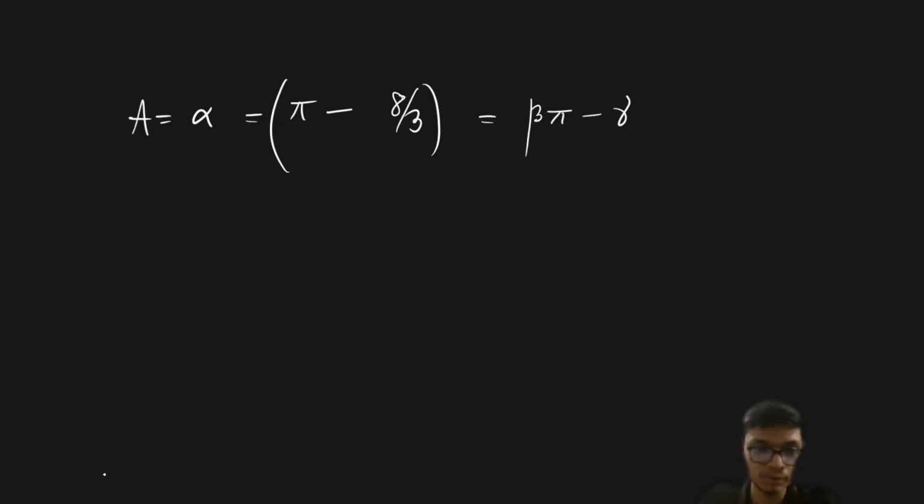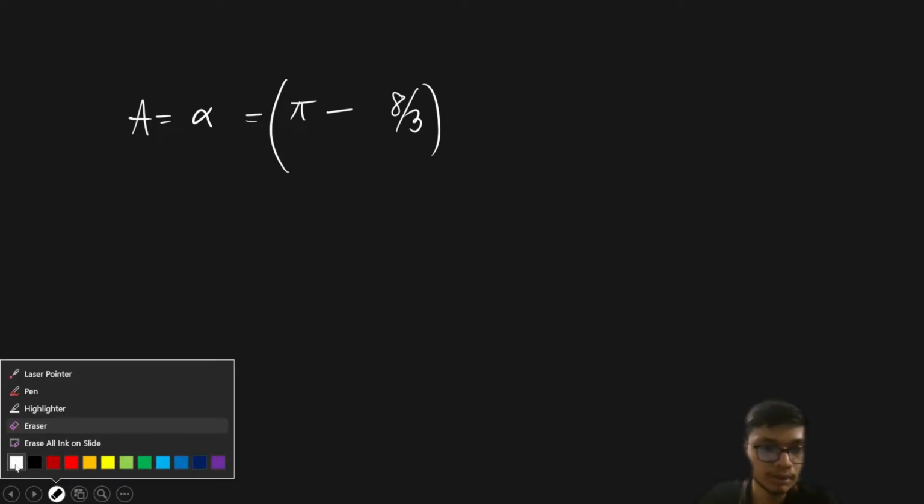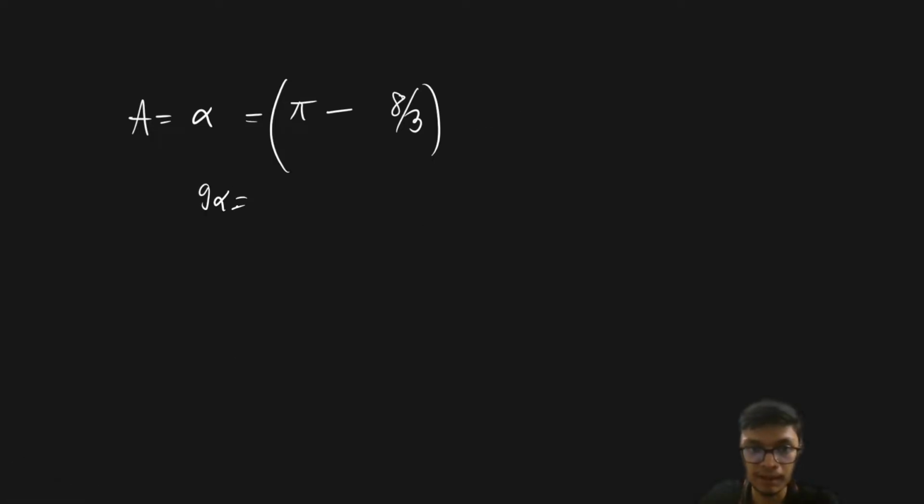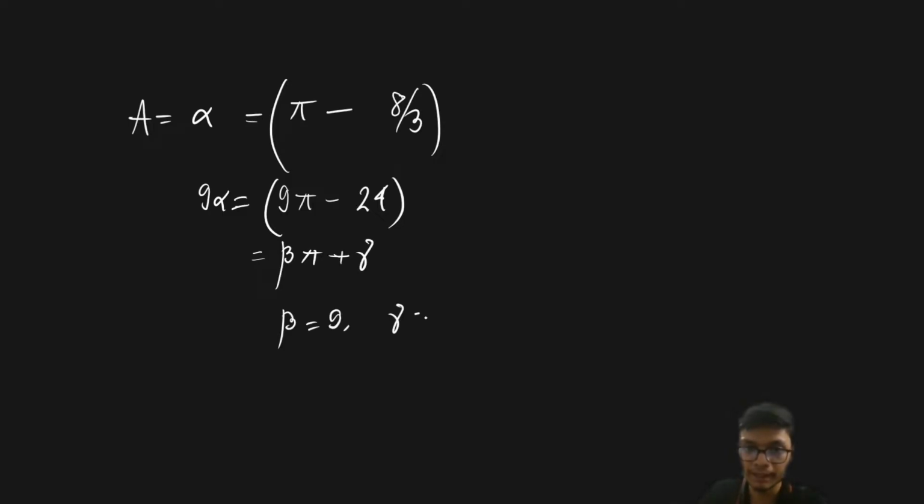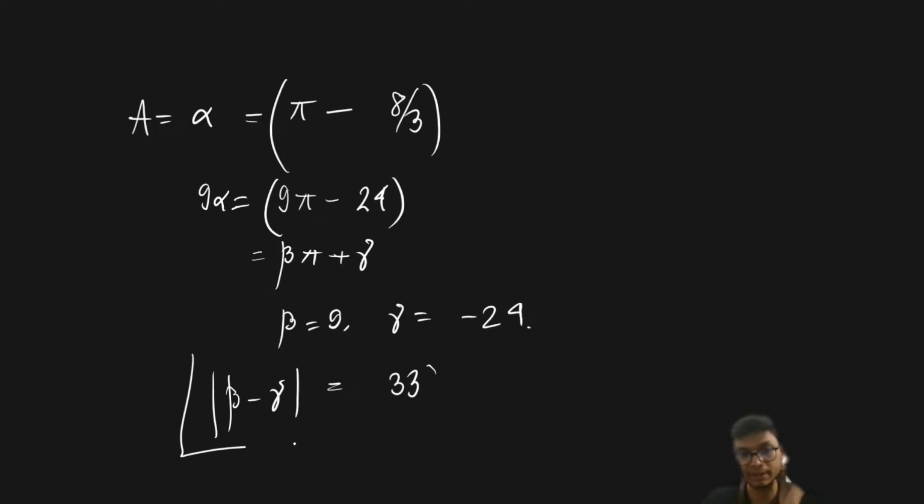So let us do it in the next step. It is said that 9 alpha is equal to, so 9 times alpha is equal to 9 times pi minus, this is going to be 3 into 8, that is 24. So therefore this is given as beta pi plus gamma. So from here your value of beta is equal to 9 and gamma is equal to minus 24, right? So from this you can find the difference beta minus gamma, whose mod is going to be equal to 33, right?